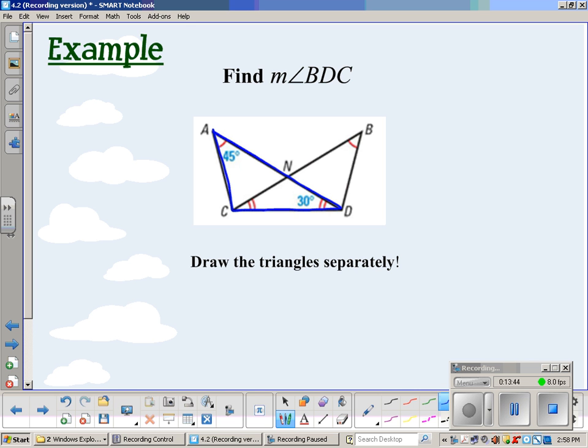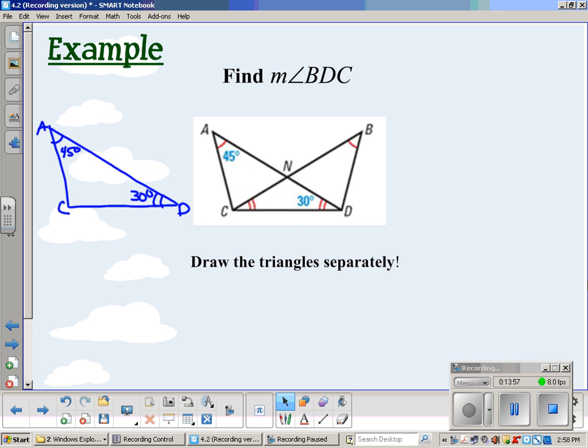Now if I mark that with all of its information, the 45 and 30 degree angles, what I can do is take this and actually move it over to the side. So what I did was I recopied it. It's a triangle that's overlapping another one. But I can clearly see when I move it over to the left that I have a 45 degree angle, a 30 degree angle, and then one angle that we don't know yet.